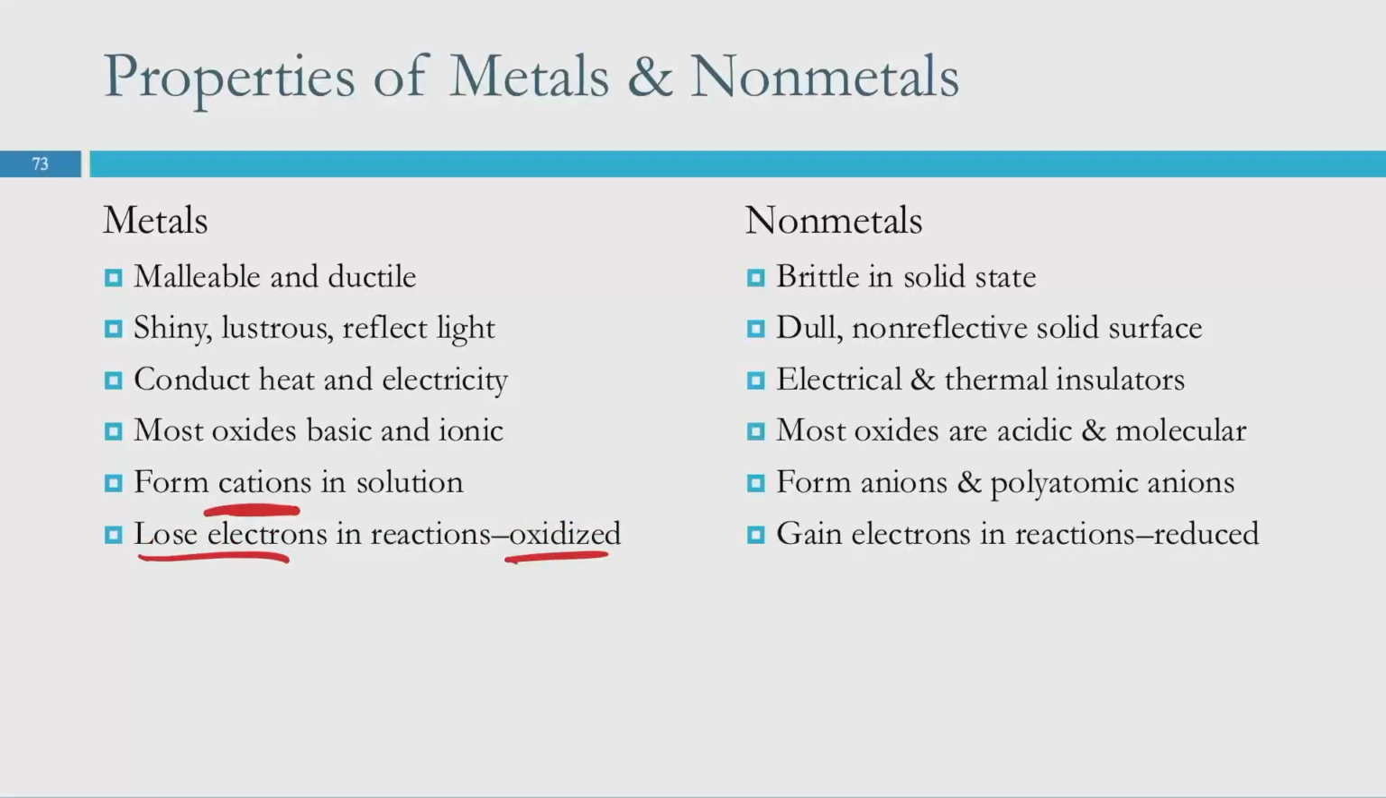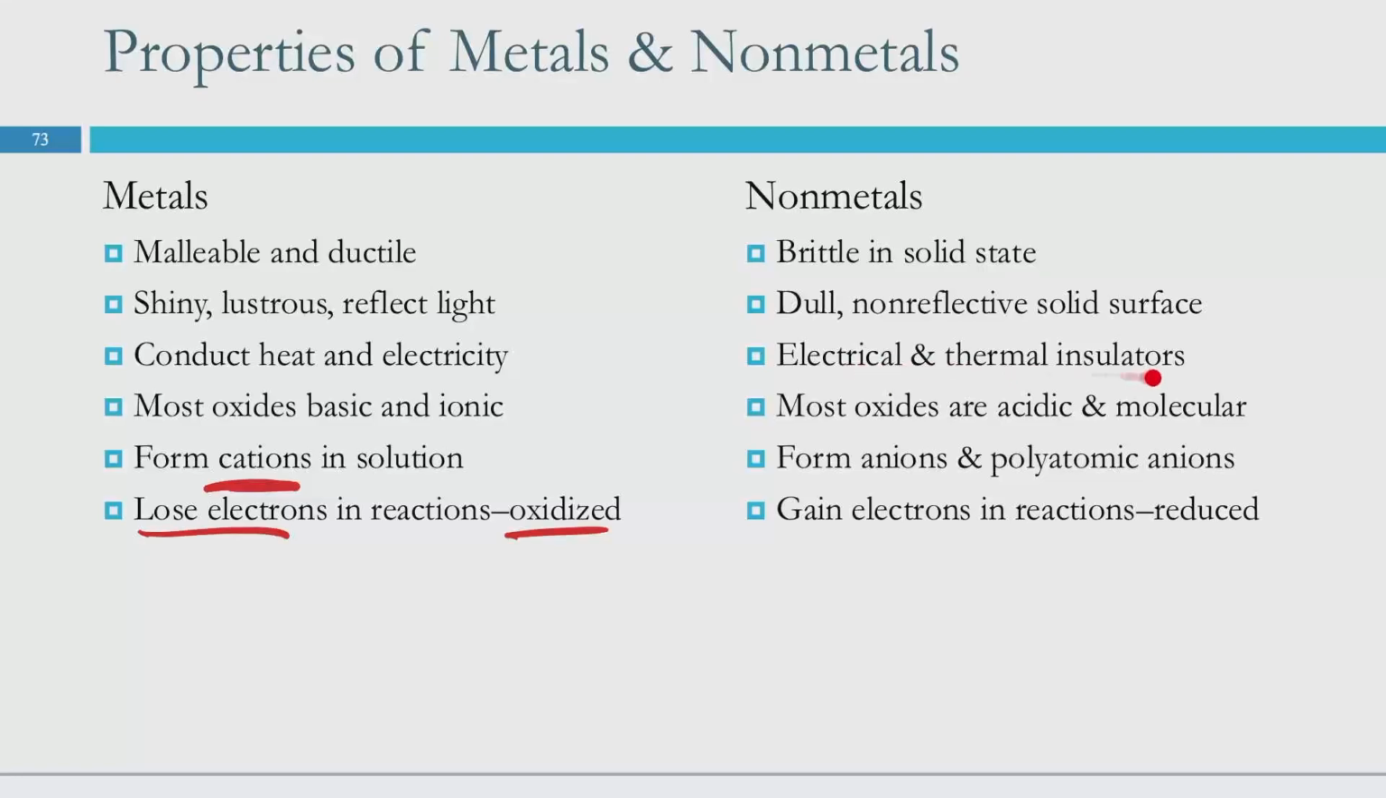Nonmetals, on the other hand, tend to be brittle when they're in their solid state. Diamonds, you can't bend a diamond, it'll just break. They're dull, they tend to have non-reflective solid surfaces. Think graphite, which is the less crystalline version of diamond. They tend to be insulators. We don't use them for wires, on top of them being brittle. Most of their oxides are acidic, and they are molecular. And these tend to form anions and polyatomic anions, so negative charges. These gain electrons in reactions, which means that they are reduced.